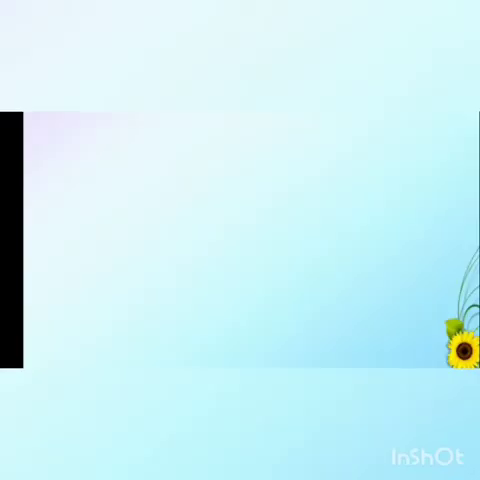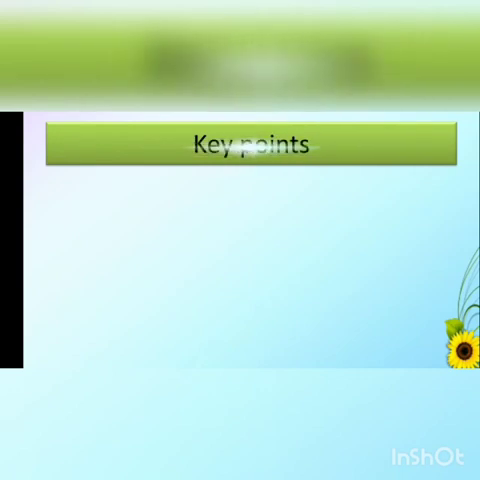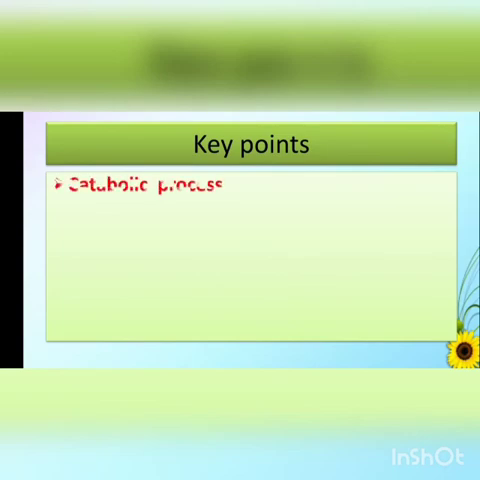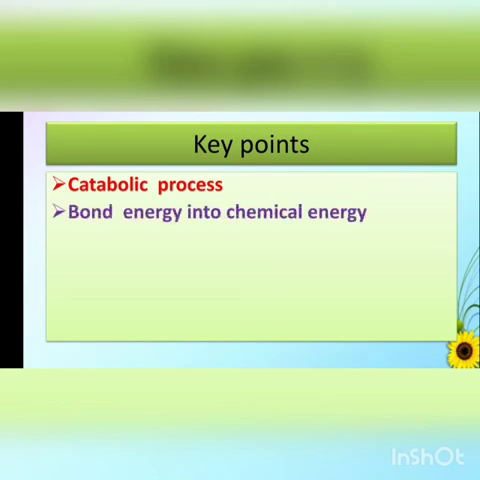Let's see the key points for respiration. This is a catabolic process. Means in this process the larger molecule, that is the glucose molecule, is broken down into smaller molecules. Catabolism is the process in which a larger molecule is broken down into smaller molecules. Then the second point, in this process bond energy is converted into chemical energy, that is ATP, adenosine triphosphate.